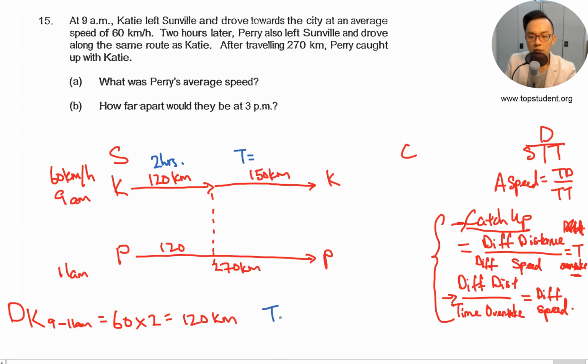So the time for Katie to travel 150 kilometers. Time is distance divided by speed. Distance is 150, divided by speed, I know her speed is 60. So this is 2.5 hours. So Katie took 2 hours to travel 120 kilometers, and then Perry started, and then Katie took another 2.5 hours to travel 150 kilometers. By this time, Perry caught up with her because this was 270 kilometers.